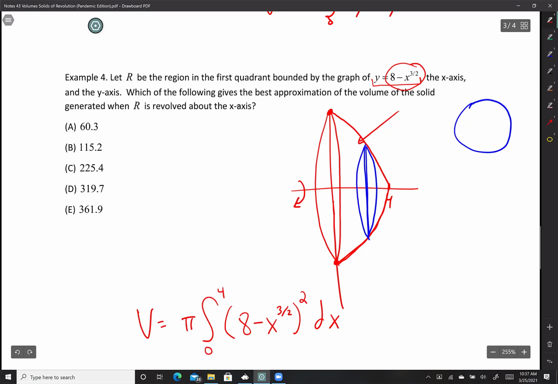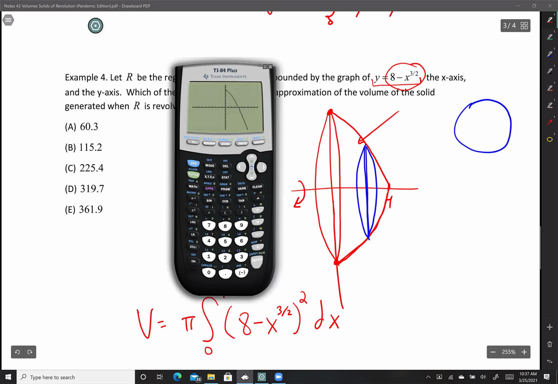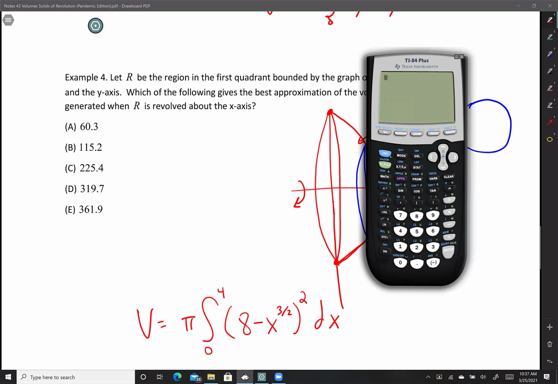Do not bother doing it by hand. I mean, I guess you could, but I wouldn't. So let's type that into our calculator, guys. I already have it in y1. Second quit. Math 9. Oh, let me put the pi on the outside. Second clear. Second pi, math 9, 0 to 4.